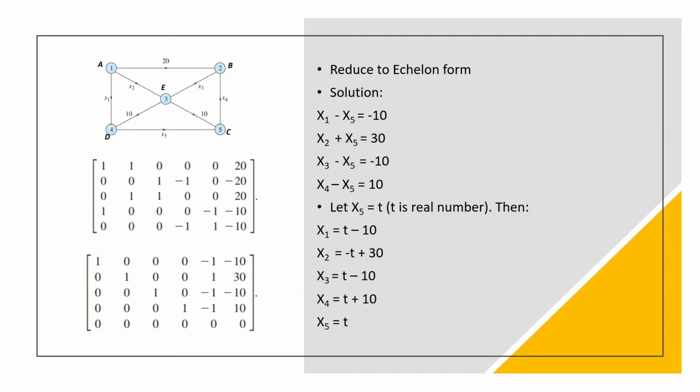x1 minus x5 is equal to 10. x2 plus x5 is equal to 30. x3 minus x5 is equal to 10. x4 minus x5 is equal to 10. And we let x5 be equal to t, where t is a real number. Then we have x1 is equal to t minus 10, x2 is equal to minus t plus 30, x3 is equal to t minus 10, x4 is equal to t plus 10, and x5 is equal to t.